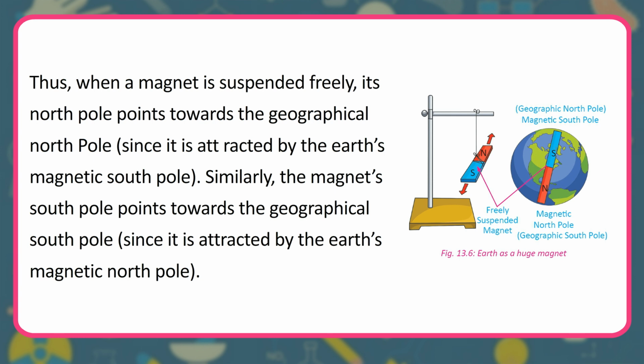Thus, when a magnet is suspended freely, its north pole points towards the geographical north pole, since it is attracted by the Earth's magnetic south pole. Similarly, the magnet's south pole points towards the geographical south pole, since it is attracted by the Earth's magnetic north pole.